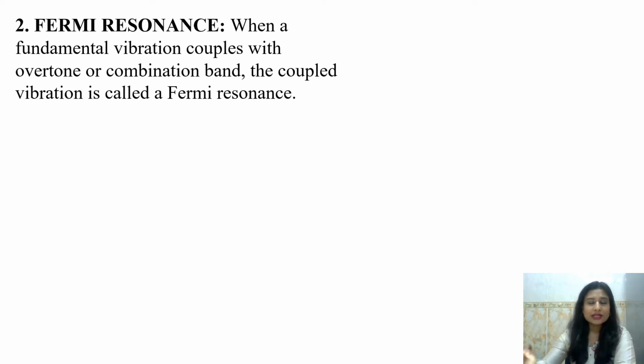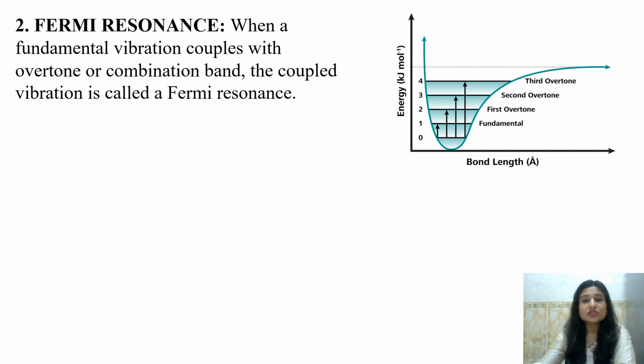Okay? To understand this, let me tell you what a fundamental band is. In IR spectroscopy, the fundamental frequency of vibration occurs when there is a transition from the ground state to the first excited state. But sometimes the transition takes place from the ground state to the second excited state, and they miss out on the first excited state. That transition is called the first overtone.